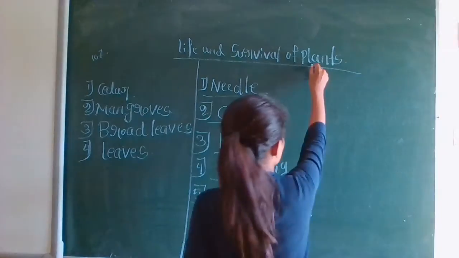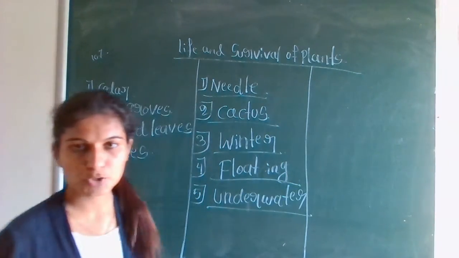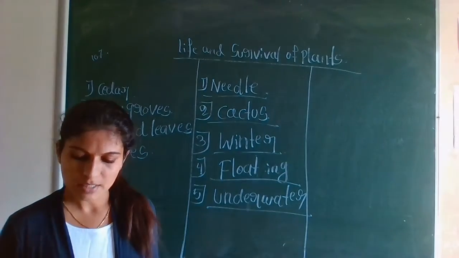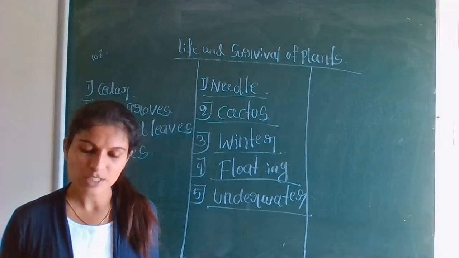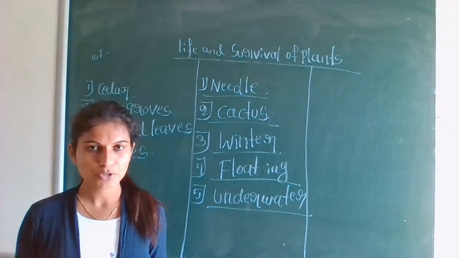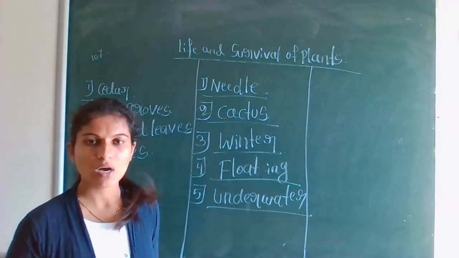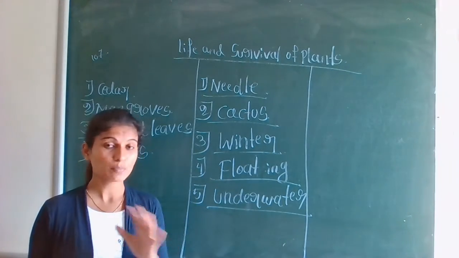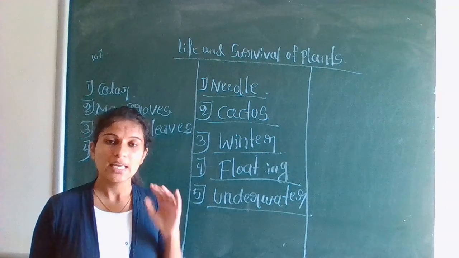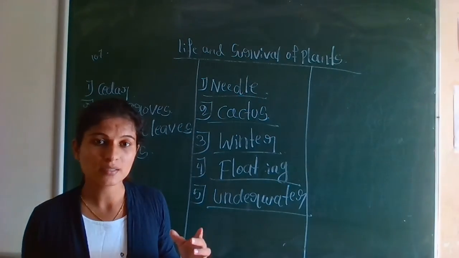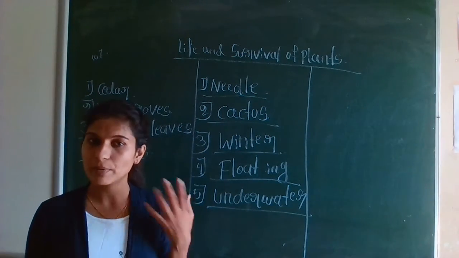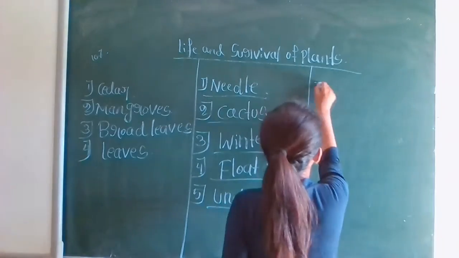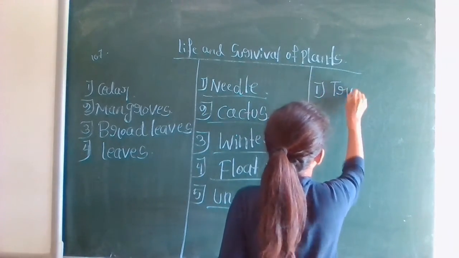Next, true or false. What is the question? Cactus makes its food by its spines. Is it true? Yes, it is true, because the cactus plant does not have any leaves. Instead, it has spines, by which it can prepare its own food. So the first one is true.